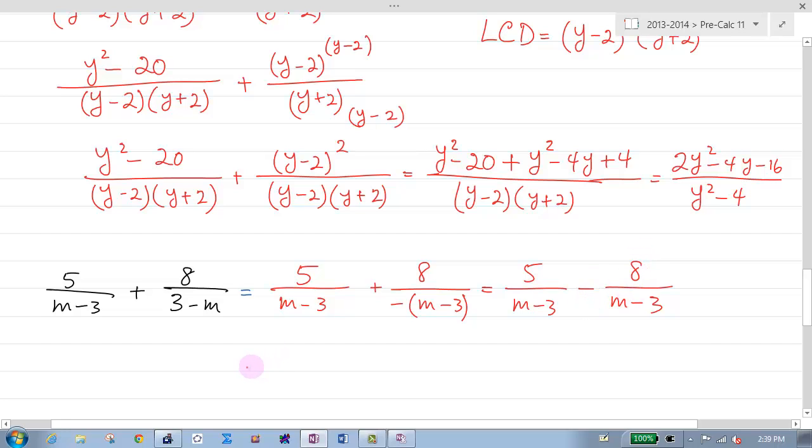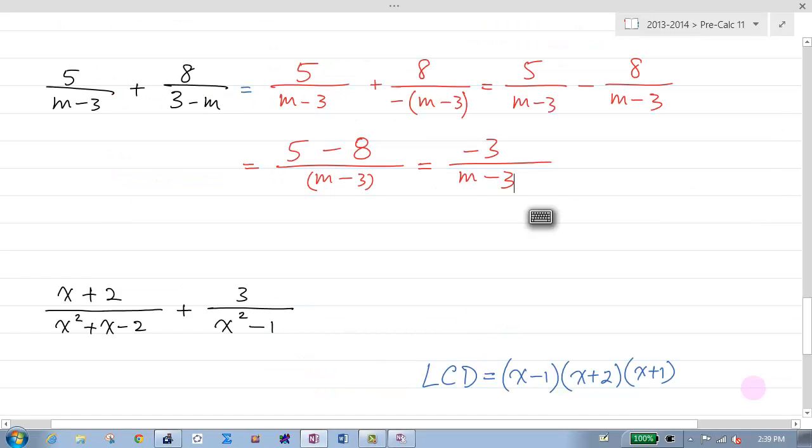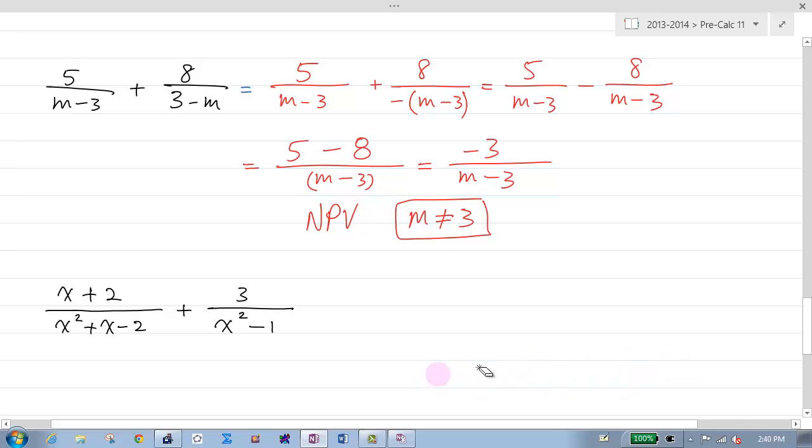Now this one is a very easy and straightforward subtraction, because they have the same denominator. I'd like you guys to try it first. Go for it. Okay, so we're going to factor the numerator. I have 5 minus 8 in the numerator, so I get negative 3 over m minus 3. The non-permissible value: m cannot be equal to 3. Factors of negative 8 that add up to negative 7 are minus 8 and plus 1.